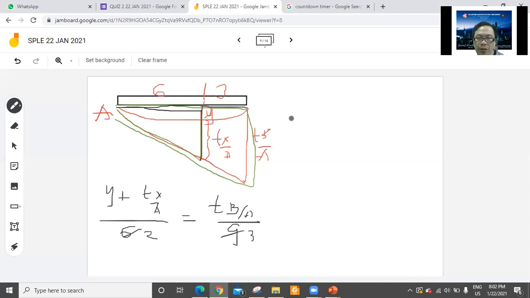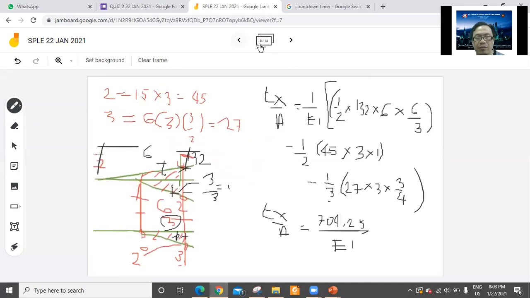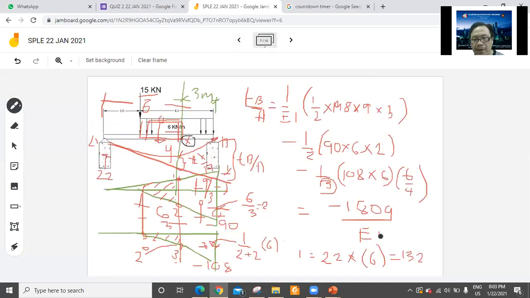So y is just equal to 2/3 of the deviation at b from a, cross multiplied, minus the deviation at x over a. So you have 2/3, and of course there is EI here, so let us just divide everything. What is the deviation at B from A? What is the value? This one. Negative 1809.